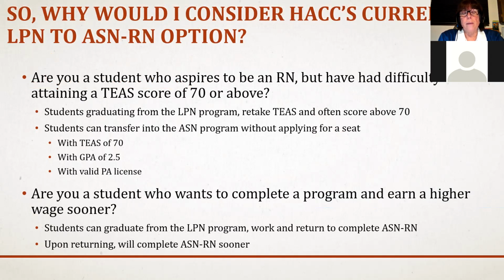So students will come into the LPN program. That LPN program has increased their knowledge. So they retake the TEAS and they often score above a 70. As long as their T-score is above a 70, their GPA is a 2.5 or above, and they have passed the LPN licensure exam and are now an LPN, they will be able to come into the RN program without competing for placement.